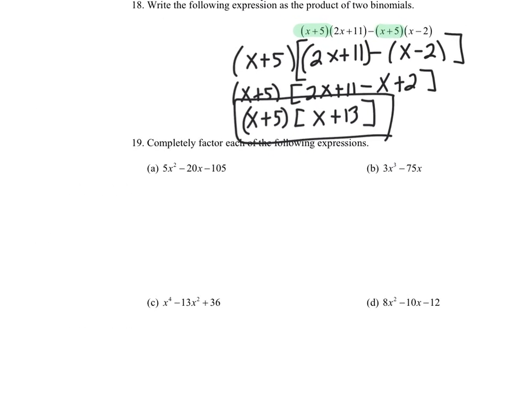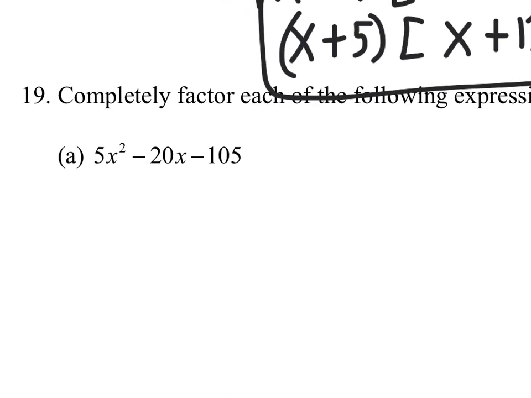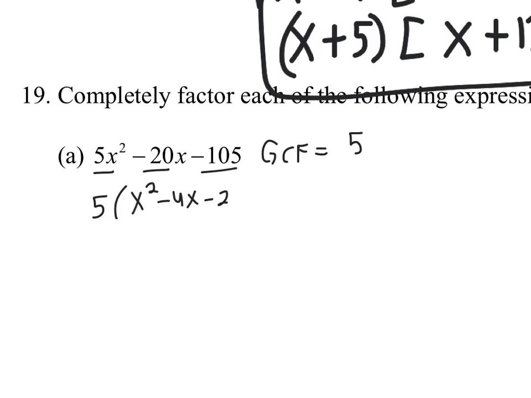Completely factor each of these. So with these problems, you're going to have to look for the method we did during class. So you're going to look for a common factor, and the GCF is going to be equal to a number that goes into all of them, and that's 5. And we end up with 5 times x squared minus 4x minus 21. Now how I got that was I divided each term by 5, and the remainders are listed in the trinomial.